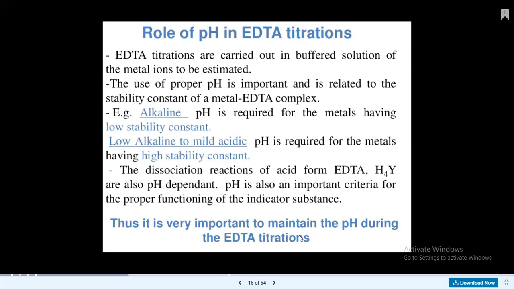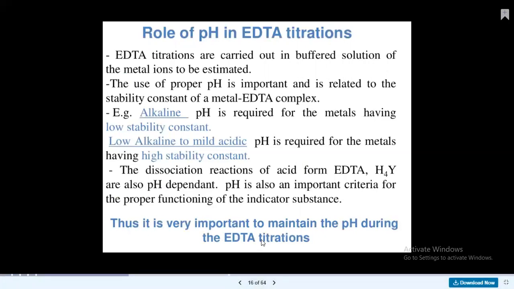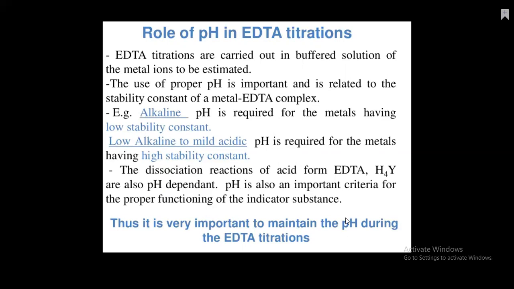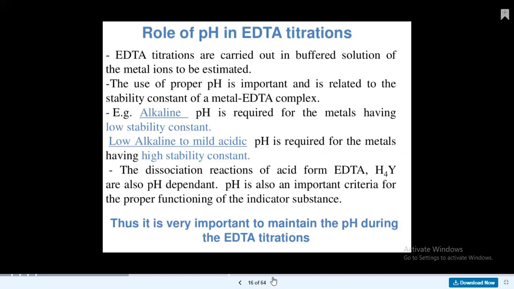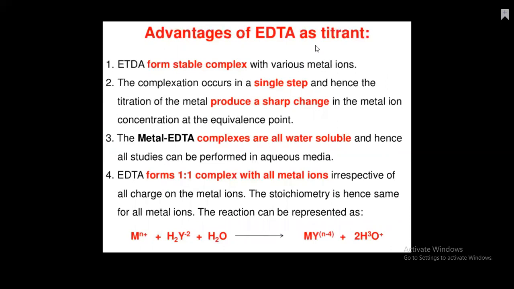Why is it very important to maintain the pH? Because EDTA is non-selective. By changing the pH, it will form complexes with different metal ions. We will discuss that later. Advantage of EDTA as a titrant: why do we choose it for 99% of these procedures? Because EDTA forms a stable complex with the metal ion.